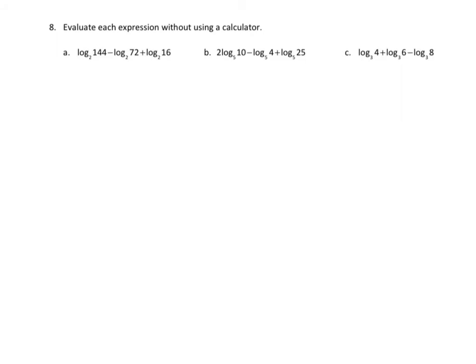The next part is also going to be condensing into a single log, but we are then going to be evaluating. We can't use our level 2 evaluating skills exclusively because, for example, log base 2 of 144 is hard because 144 is not 2 to some power. So what we're going to do is condense it into one log and then see if we can evaluate or simplify.